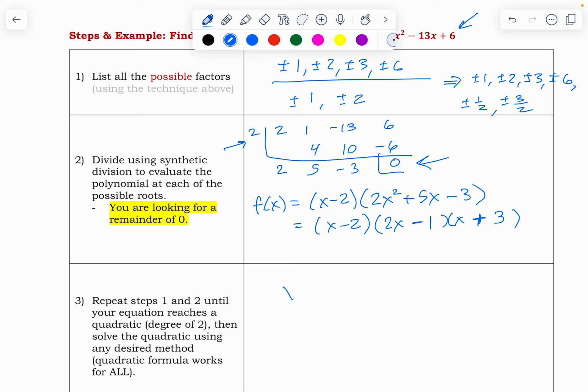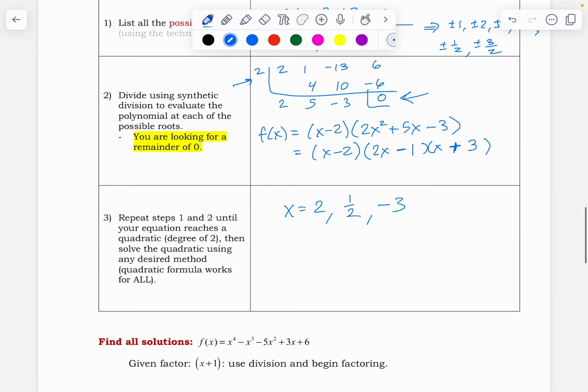So now what are my zeros? I have x equals 2. I add 1, divide by 2. I have x equals positive 1/2, and I have x equals -3. So that was kind of fun.